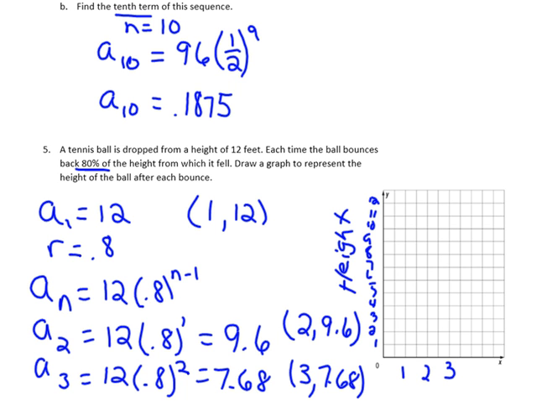So let's see, we had (1, 12) is where we were initially. Then (2, 9.6), and (3, 7.68). So right here. I did do the fourth just so that you have an idea. The fourth turned out to be 6.144. So it kind of looks like they're going in a line, but they're really not going in a straight line. They're going to be coming down like so. All right, so there's your graph.